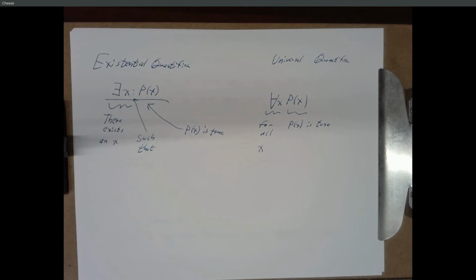So if P of x is the proposition x is bigger than 10, is it true that for all x, P of x is true? If x can be any integer, then no, because if x is 5, P of x is false. So the first proposition is true, the second one is not. But if x was the set of integers bigger than 100, then yes, for all x, P of x would be true.